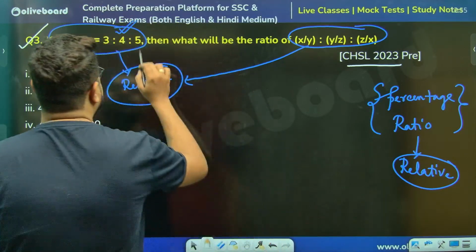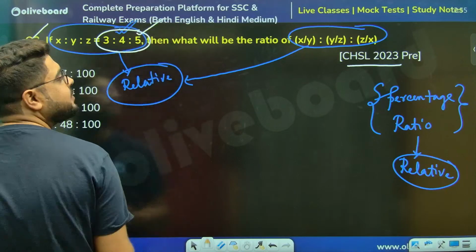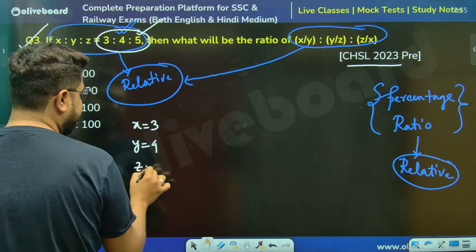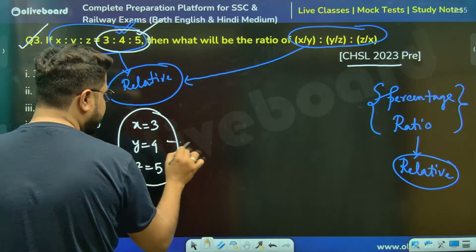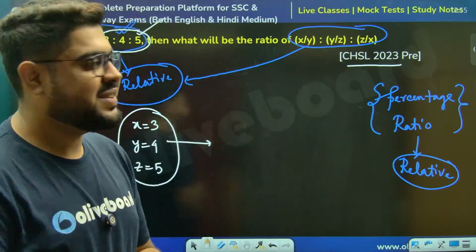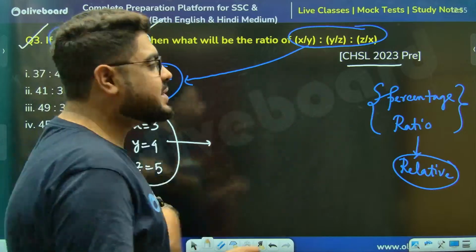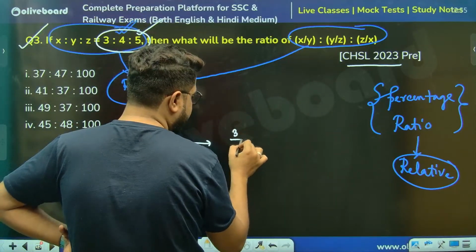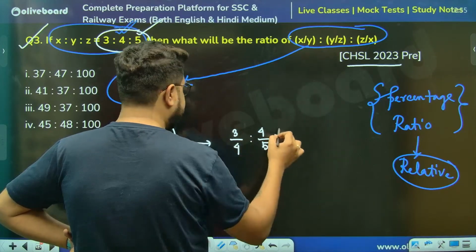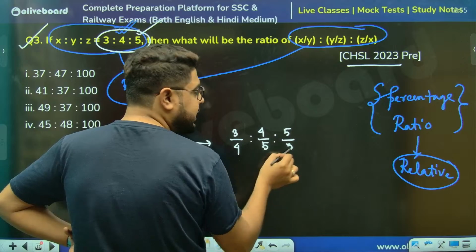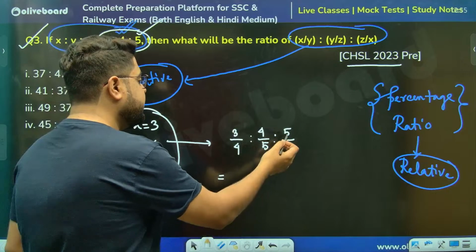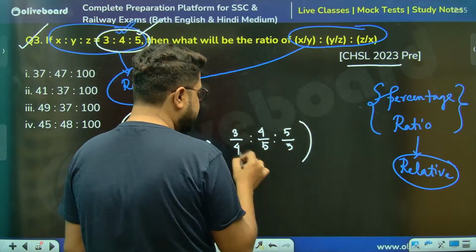So the best thing to assume here is the values themselves. So x is 3, y is 4, z is 5. Best thing to assume, sir. Why? You won't even have to do calculation. We do not need to do anything. You're getting my point. Why I'm saying this, sir? X by y, 3 by 4. Y by z, 4 by 5. Z by x, 5 by 3. So multiplication of 3, 4, 5, they are consecutive numbers, co-prime numbers. Multiplication of 3, 4, 5, sir, multiply by 60. LCM is 60.